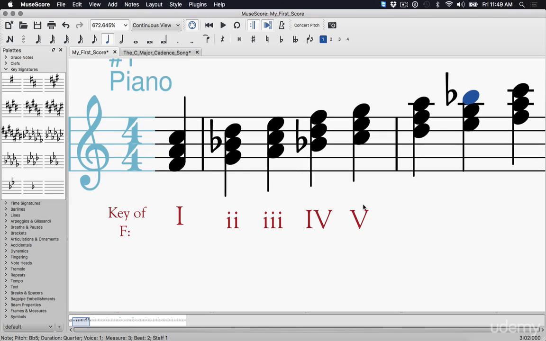I think you get the point. So the point is, Roman numerals are related to the key. They only tell us the function of the chord as it relates to the key. Okay? So you can't just say the F chord is a 4 chord as a universal truth. That is not true. That is only true in the key of C major. The F chord is a 1 chord in the key of F.